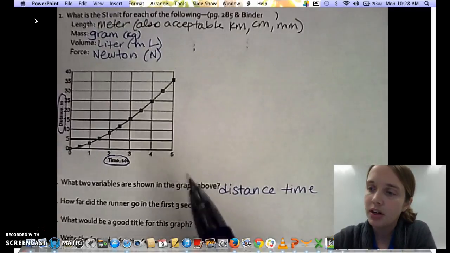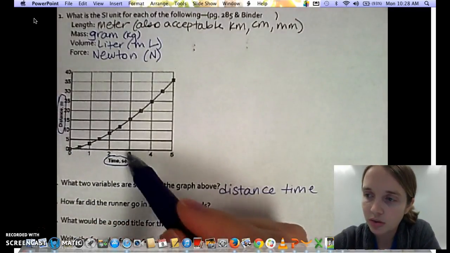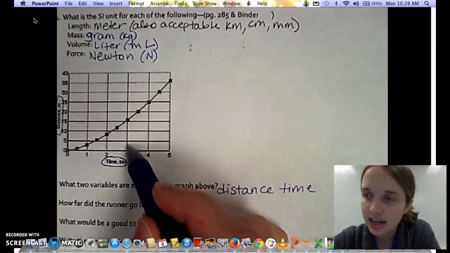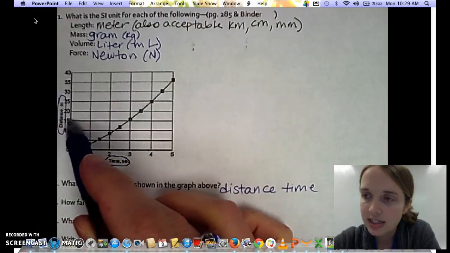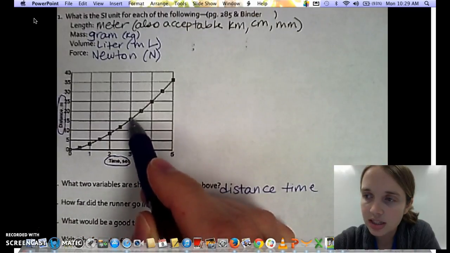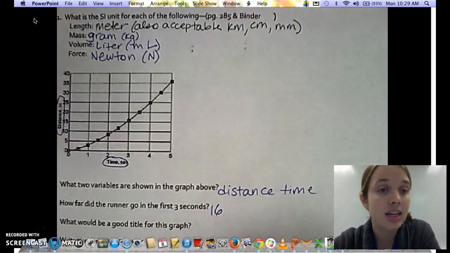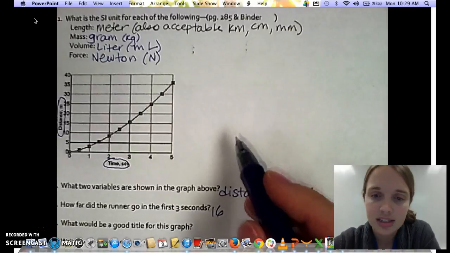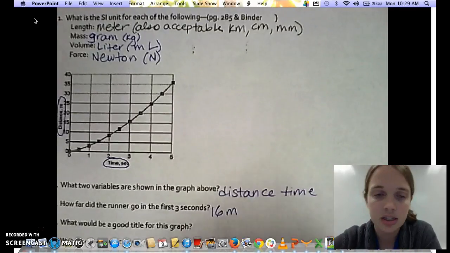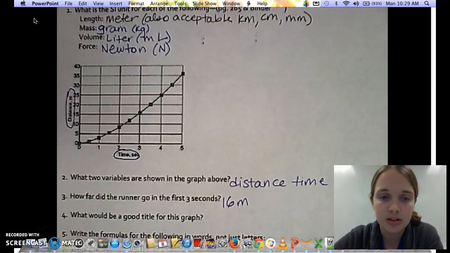So, if I want to know how far the runner went, I go over here on the x-axis, 1, 2, 3, it says in the first 3 seconds. Then I climb up the y-axis, and I follow this. It says 15 right here, but it's a teensy bit higher than 15, so we're going to go 16. And then you ask yourself, 16 what? We look carefully right here, we see that the unit is meters. So our correct answer for number 3 is 16 meters.